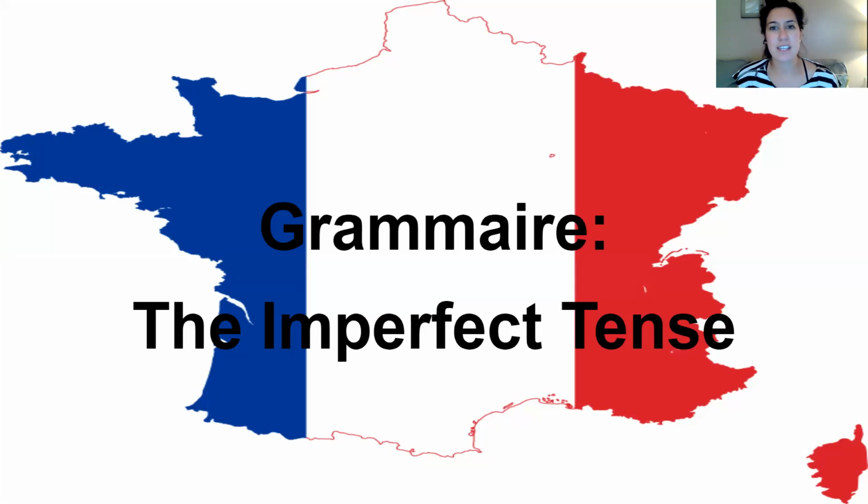So today's lesson is going to be a grammar-based lesson, focusing on something that you've been learning over the past couple of weeks with this unit on mon enfance, my childhood. And it is a past tense called the imperfect tense. So we're going to have a look a little bit more in depth.